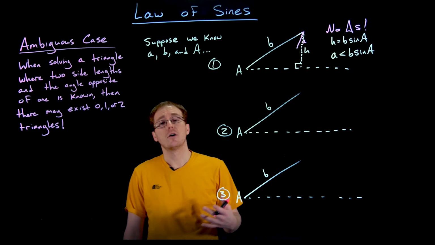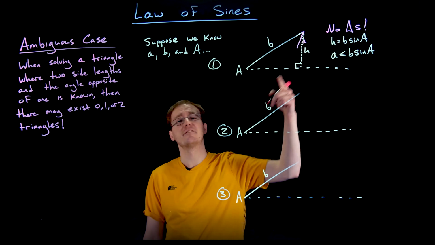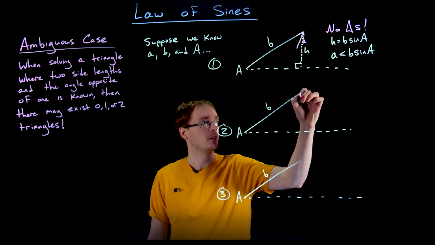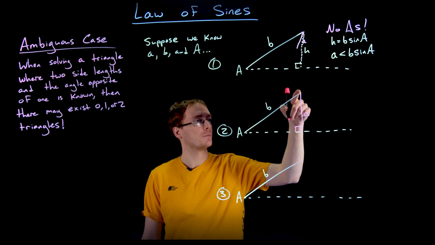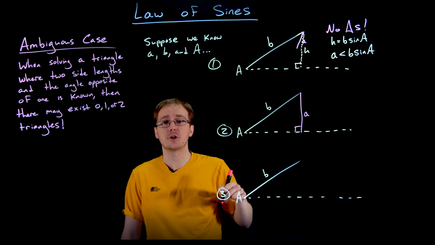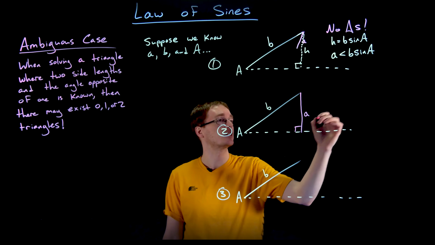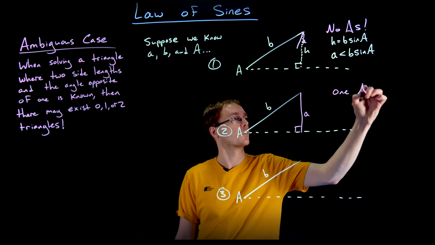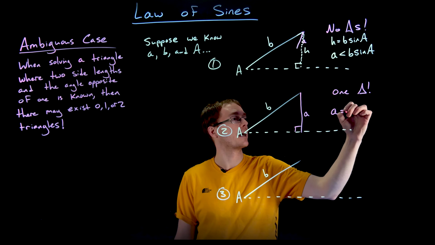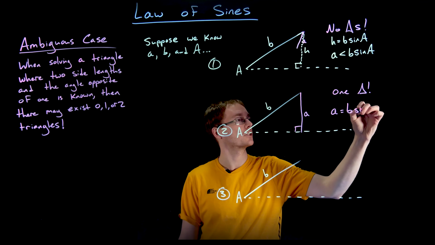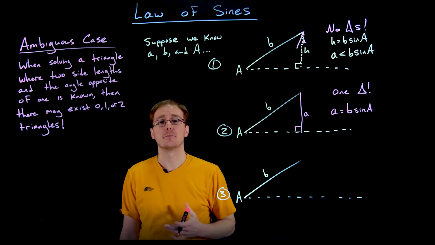Let's move on to our second case, when we have exactly one triangle. We actually mentioned that already in our first case. If our side length a is just right, so that it comes straight down and creates a right triangle, then we have one and only one triangle. So our one triangle case is when a is equal to that quantity h, when a is equal to b times sine A. In that case, we have a right triangle.